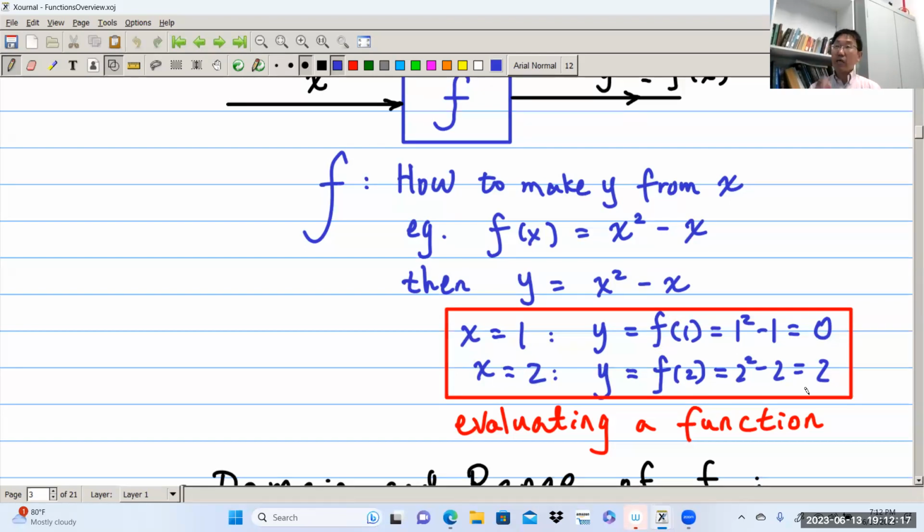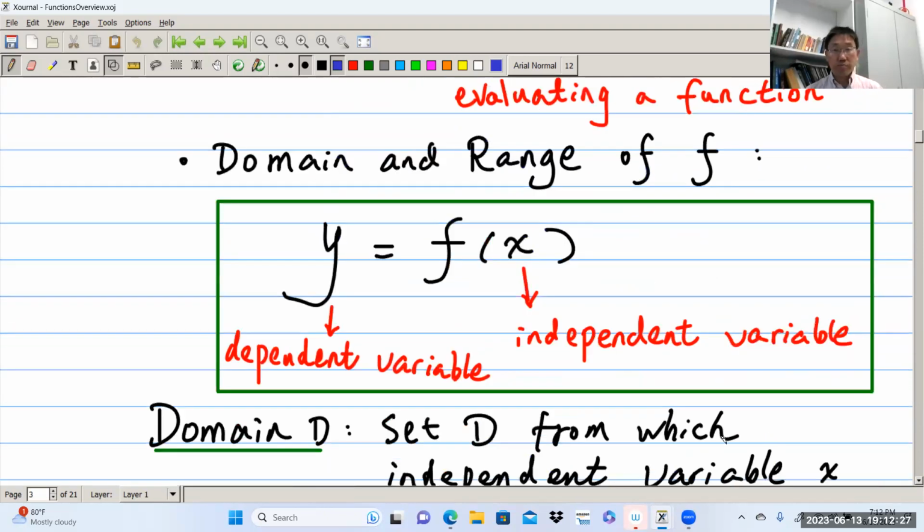When you plug in a value for X and evaluate that rule, this is called the evaluation of a function. Two very important concepts are associated with F. One is called the domain of this function. The other is called the range of this function.